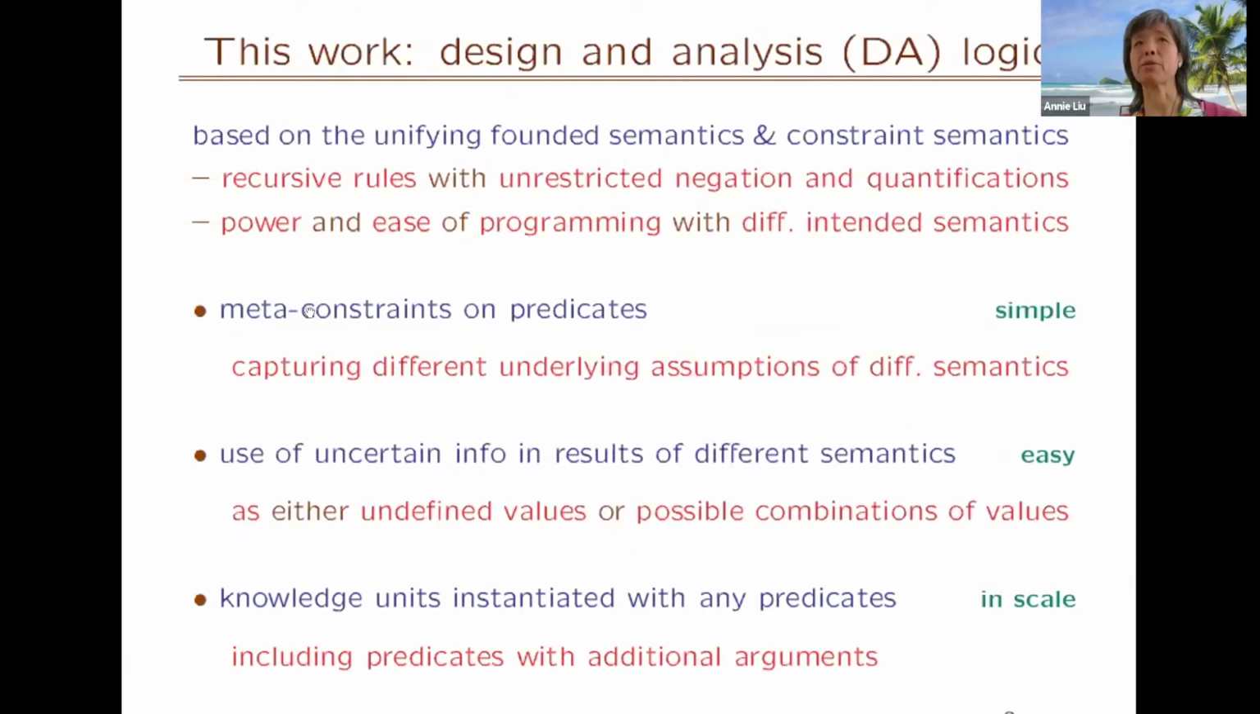You can use meta constraints on predicates to capture different underlying assumptions of these different semantics. And you can use uncertain information in the result of different semantics as either undefined values or possible combinations of values. And finally, you can use knowledge units instantiated with any predicates, including predicates with additional arguments.